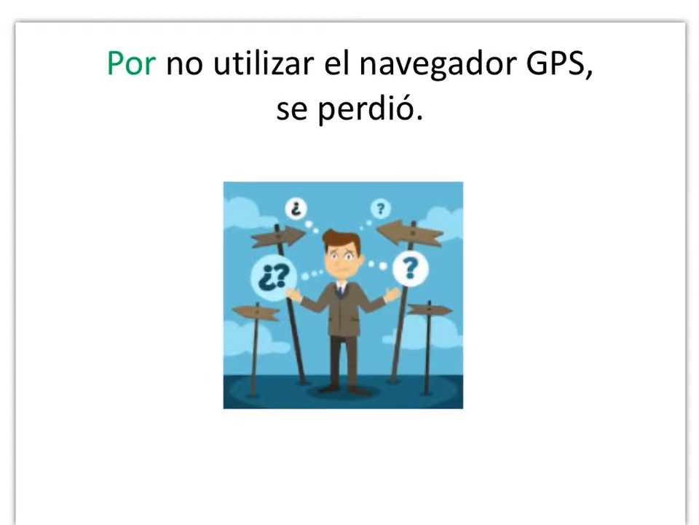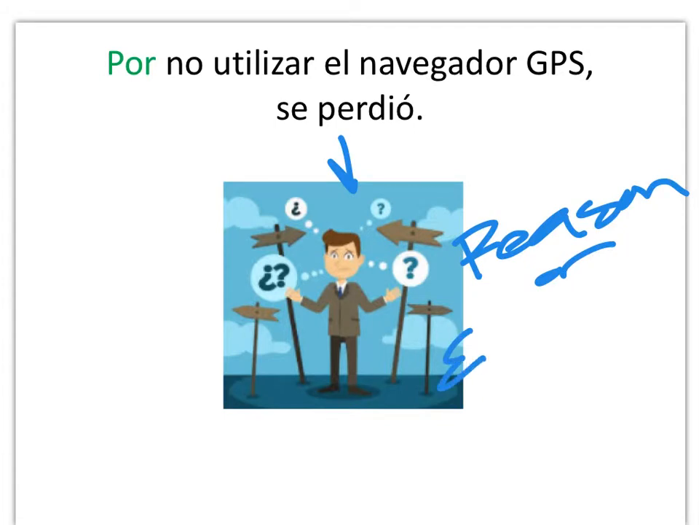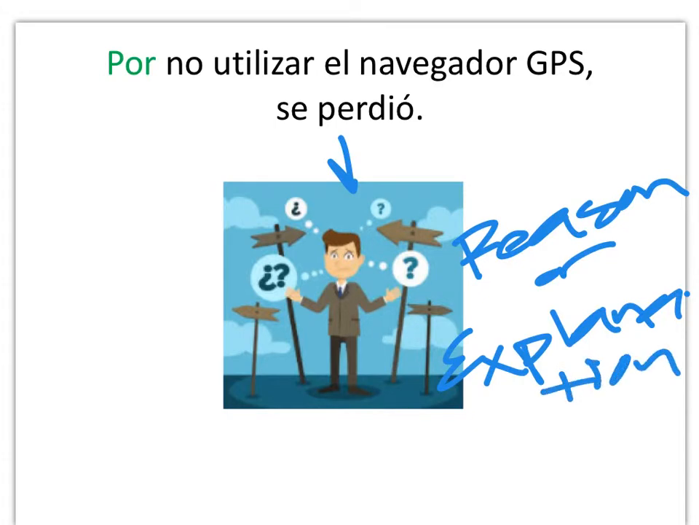Por no utilizar el navegador GPS, se perdió. Se perdió. Este señor está perdido. ¿Por qué? ¿Por qué no utilizó el navegador GPS? So here we have a reason or an explanation stating why. ¿Por qué? And that's the logic you can apply when inferring. Do I use por with an infinitive or do I use para with the infinitive?